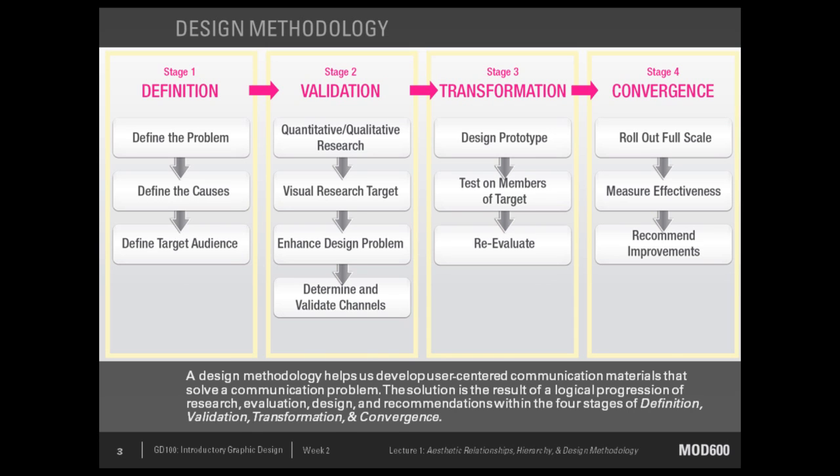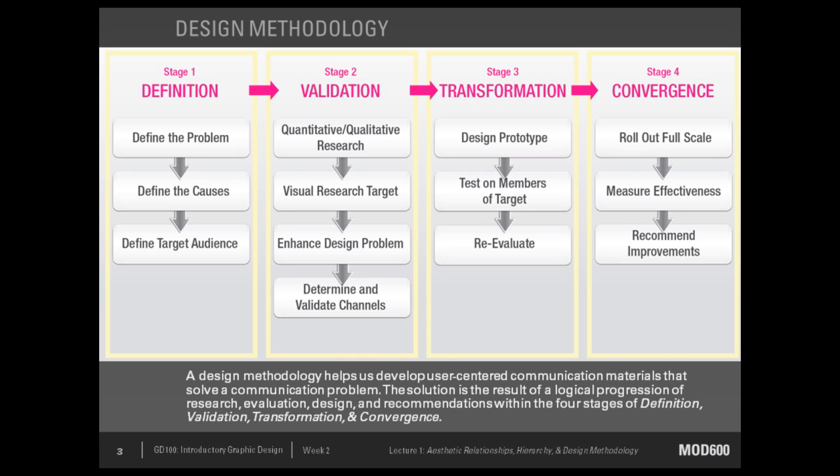Okay, so we talked a little bit about aesthetic relationships and hierarchy. Moving on from that, let's talk about the design methodology. So that's the way we design something. It's our creative process. So typically for Christian and I, we have a 4-stage methodology. It consists of definition, validation, transformation, and convergence.